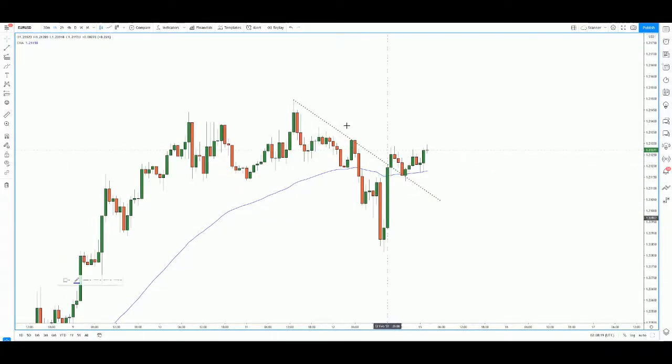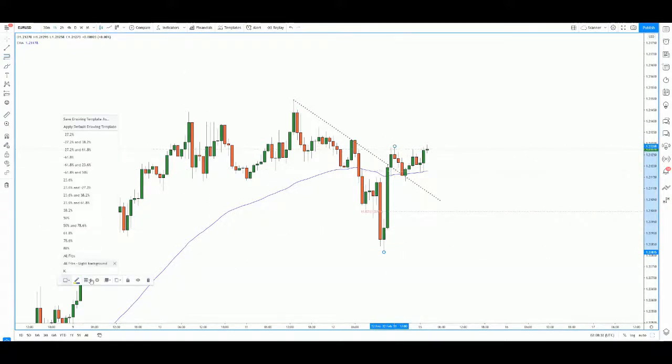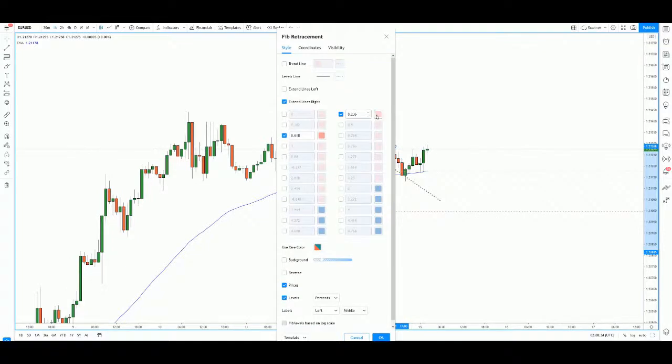Now if we take a retracement, we see that price has really broken out, pulled back, retested, and seems ready to be taking off. We're also holding above the moving average. So we take a retracement of the last move from the low to the high. I've already preset the Fibonacci levels over there, so I'm just going to go ahead and color it.